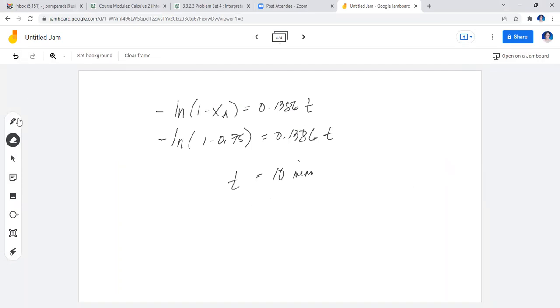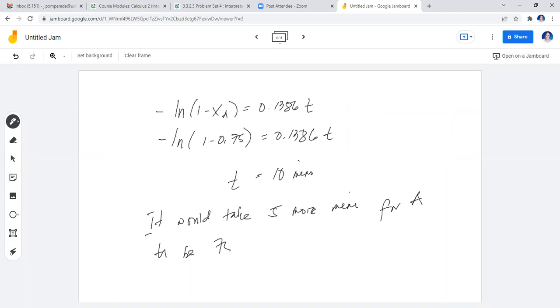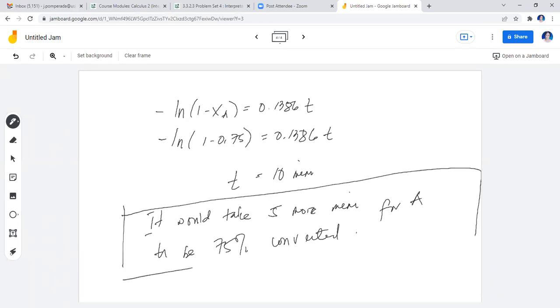So your answer should be, it would take 5 more minutes for A to be 75% converted. So this should be your answer, though you cannot answer this unless you have solved for this. Okay? Any question? Now we go to the next problem.